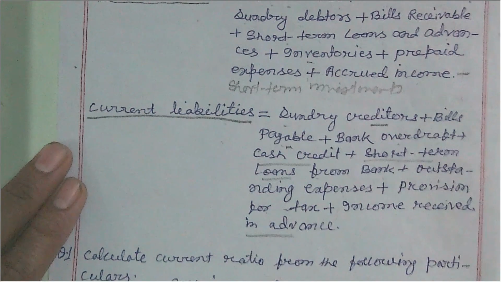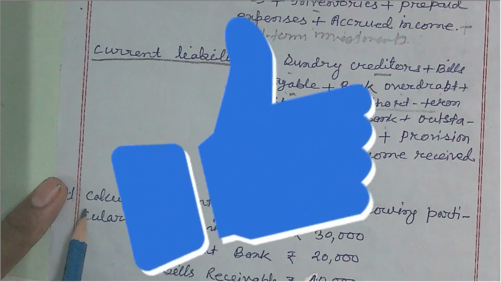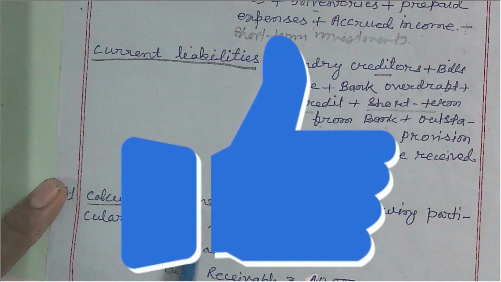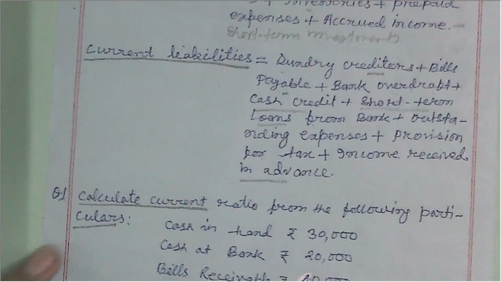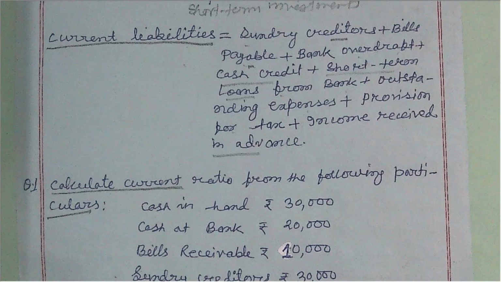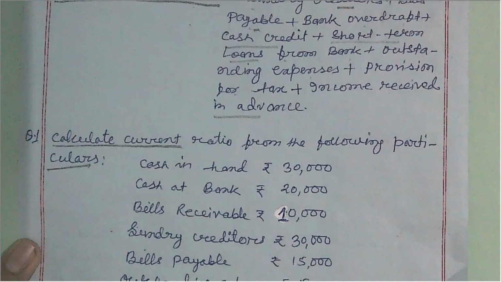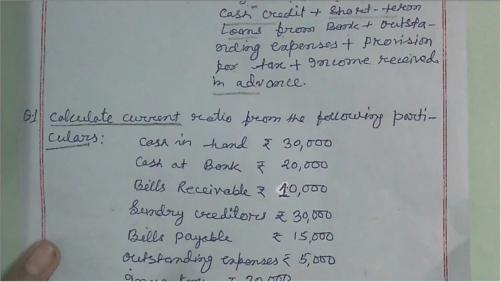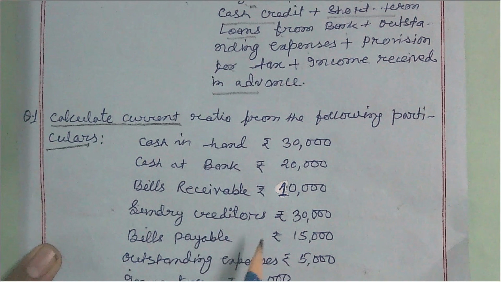Okay, so now here one problem is taken. Current ratio calculation. Calculate current ratio from the following particulars. The formula you have to remember: current assets divided by current liabilities. Now from the given question, what are the current assets and what are the current liabilities? Based on the above discussions, you have to segregate and aggregate the total of current assets and total of current liabilities and divide the first by the second.